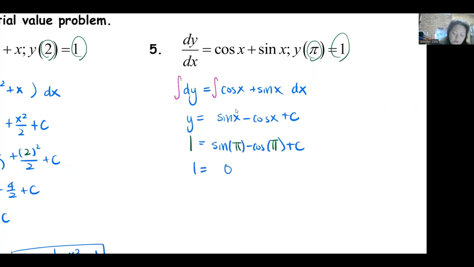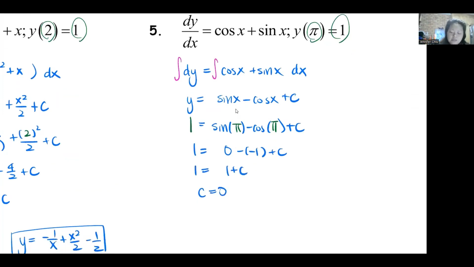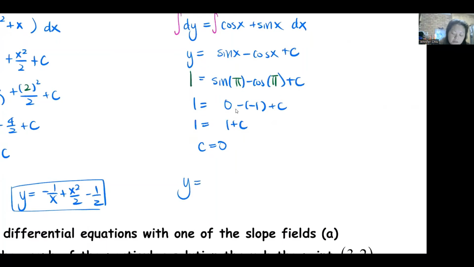So 1 equals 0 minus -1 plus c. 1 equals 1 plus c. Hence, in this case, c equals 0. Very nicely, it goes away. So your final answer is y equals sine of x minus cosine x, and we're done.